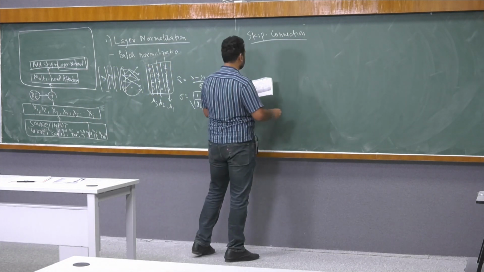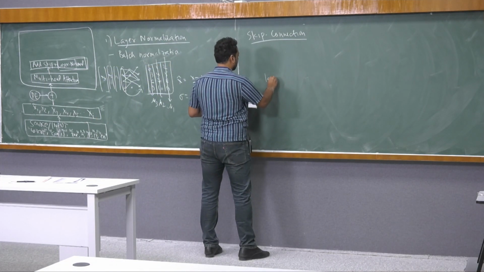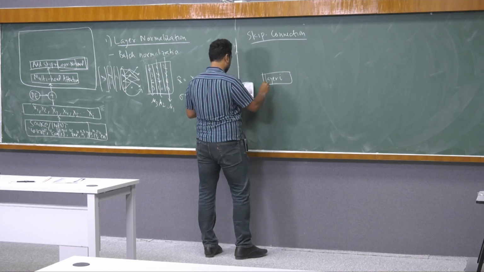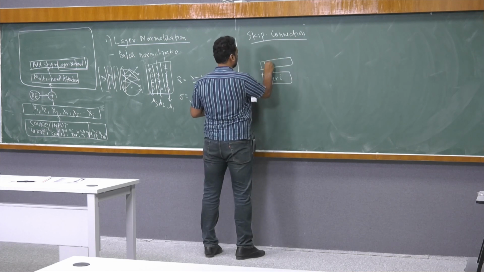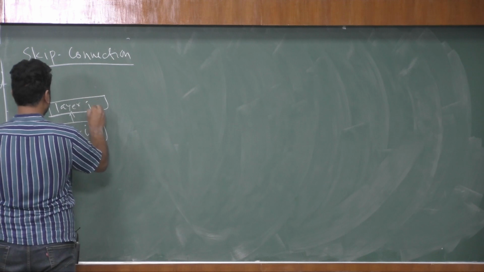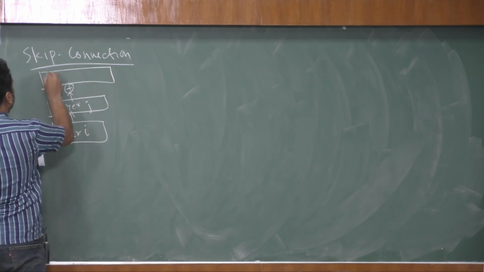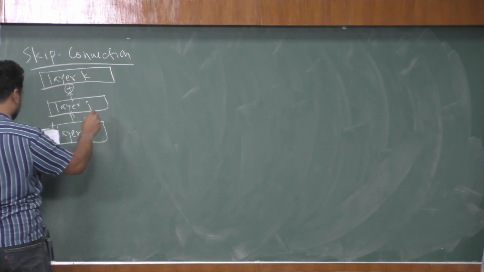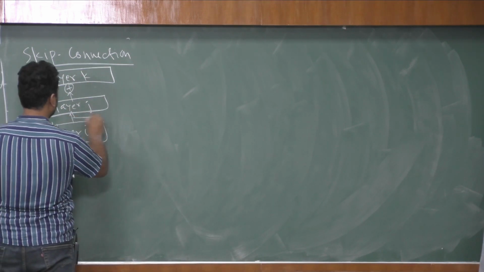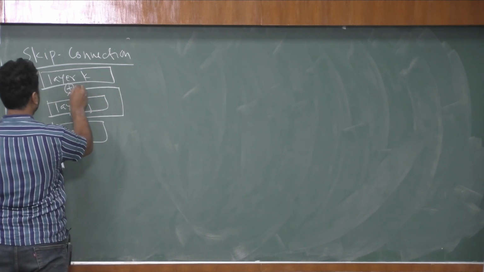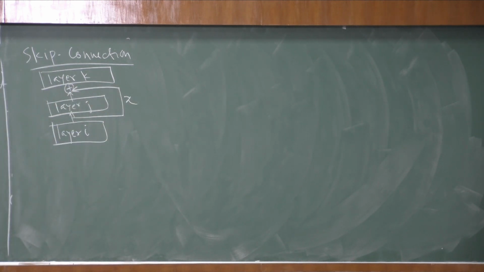So what it does is the following. I have layer I, and then I have layer J, and then input, and then layer K, and here the output from here is fed to here. This is the idea behind skip connection. You are at layer I of your neural network. It produces some output X. This output X is fed directly into layer K. So it skips some layer in between.